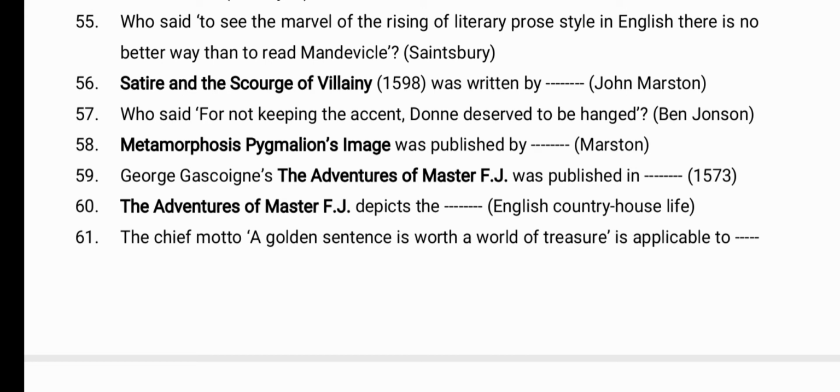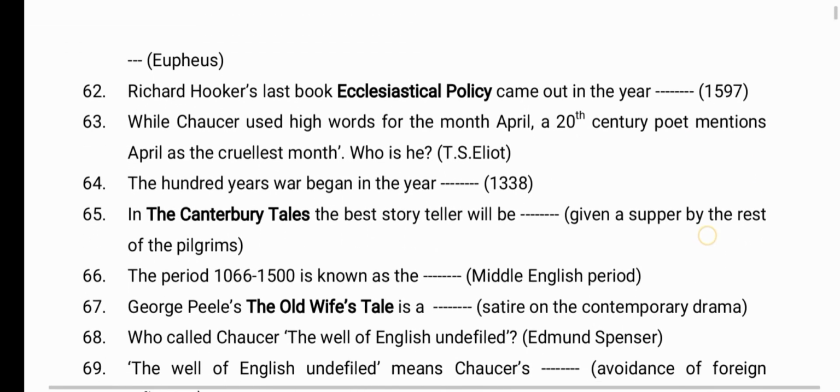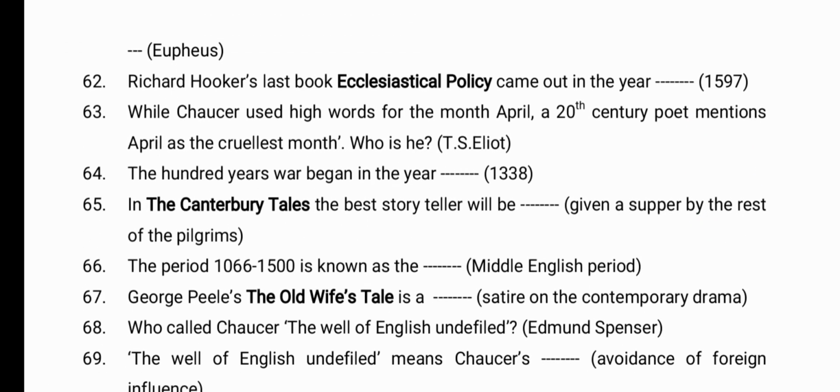George Gascoigne, The Adventures of Master F.J. was published in 1573. The Adventures of Master F.J. depicts English country house life. The chief motto, "A golden sentence is worth a world of treasure," is applicable to affairs. Richard Hooker's The Laws of Ecclesiastical Polity came out in the year 1597.